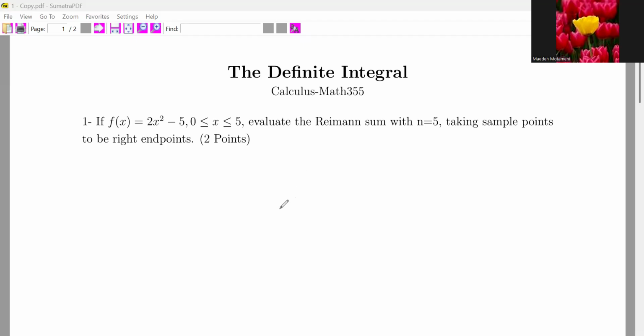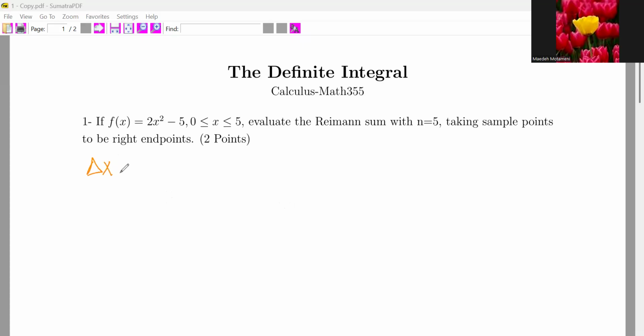We are going to solve two problems from the definite integral section. For the first one, f of x is 2x squared minus 5 for all x's between 0 and 5 included, and n is 5, taking sample points to be right endpoints.